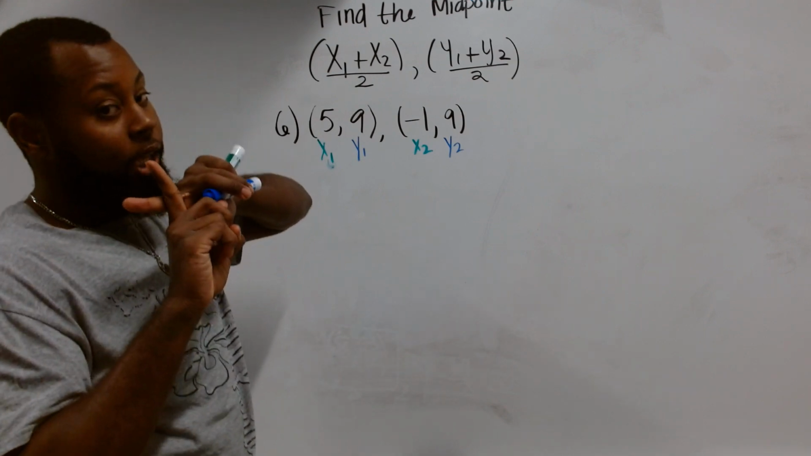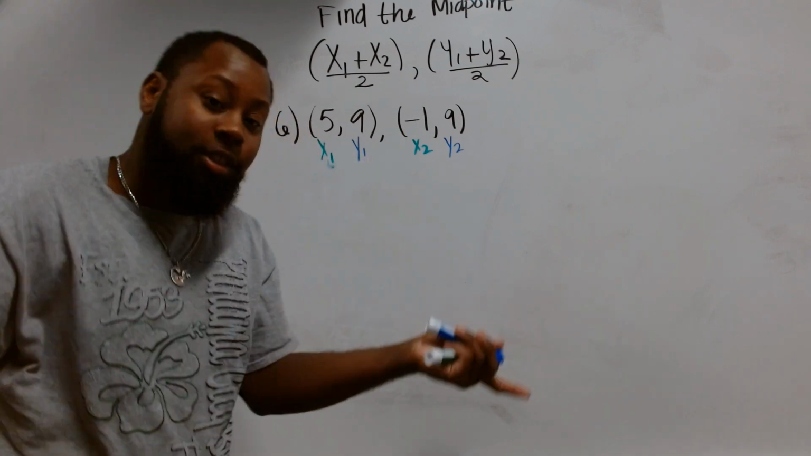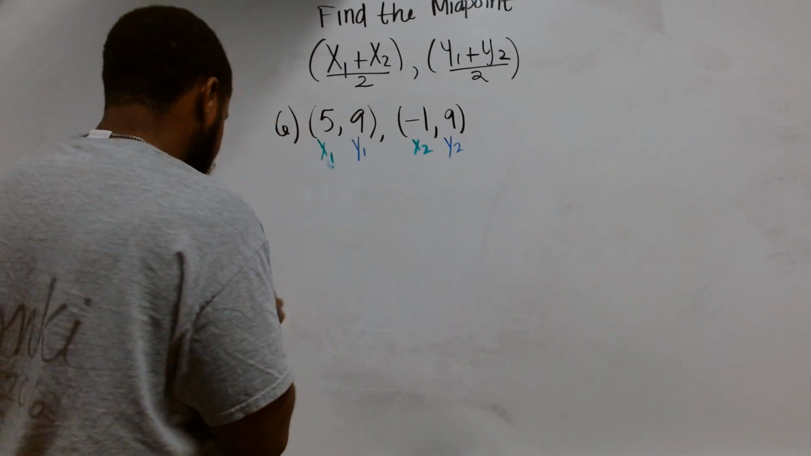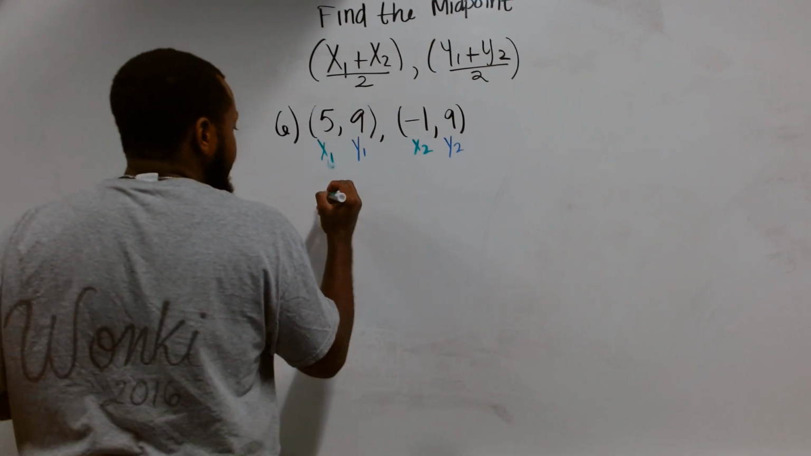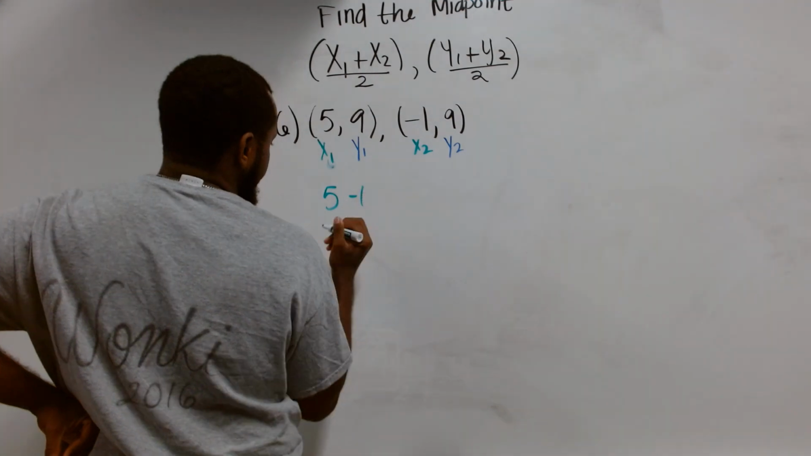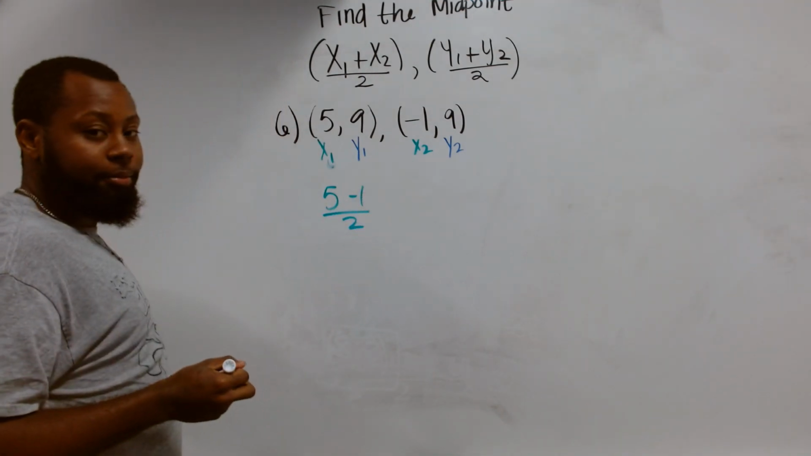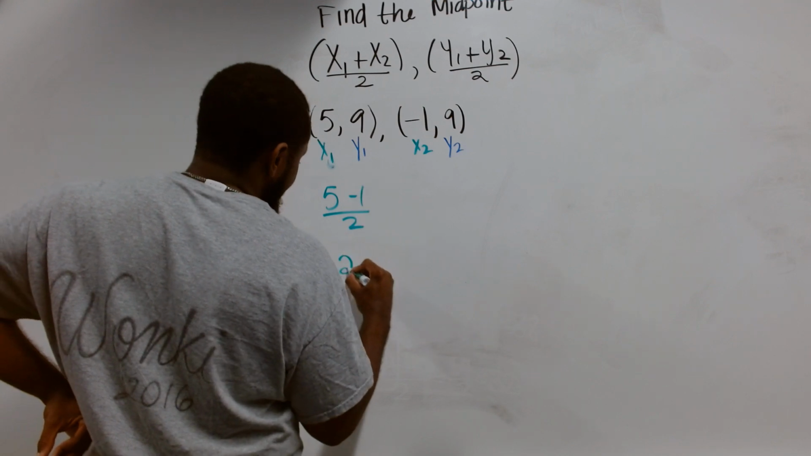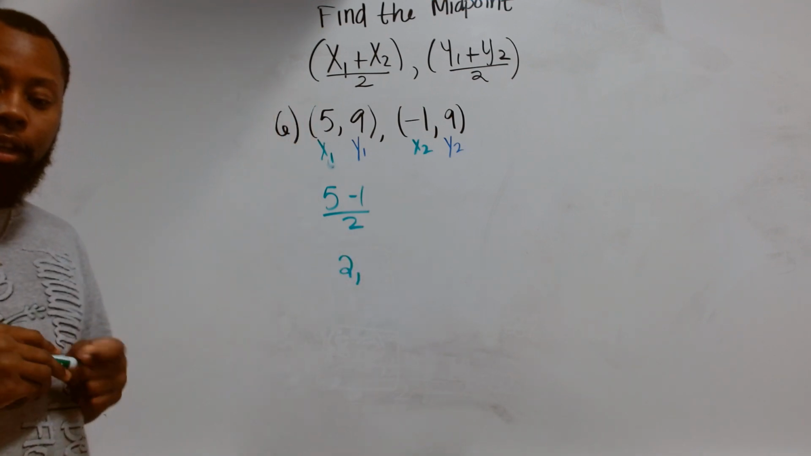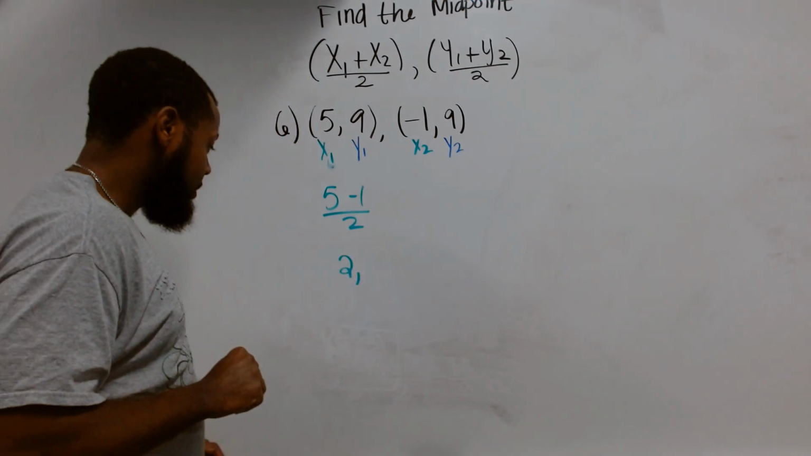So, who we start with first? X. Even though we don't like to deal with our X's, we start with them first. Let's begin. We got 5 minus 1 divided by 2. 5 minus 1, that's 4. Half of 4, that's 2. Period. Thank you, Paul, for moving ahead of me.